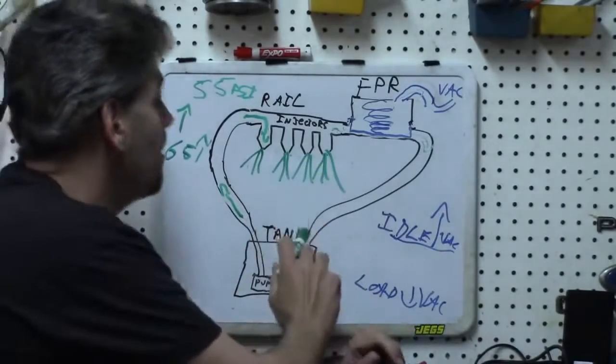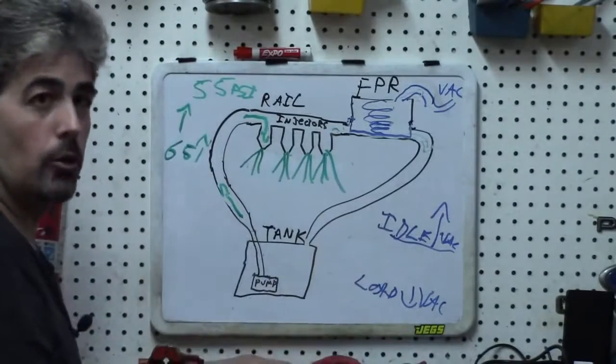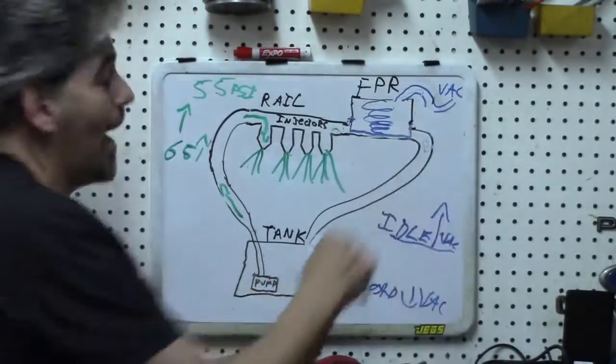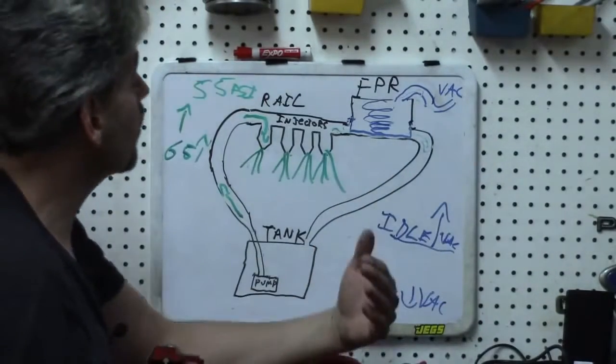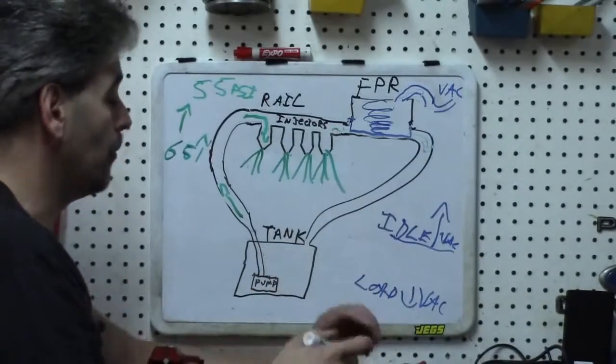Well, one of them is, does the engine only run rich at idle? Does it no longer run rich when it's under load? Because of course under load there wouldn't be vacuum here anyway. That would be even further evidence that you probably have a vacuum leak with that hose.